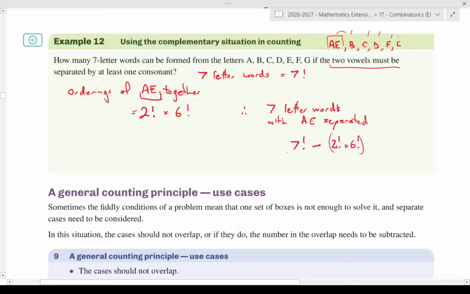So that is what you're going to do. 7 factorial minus 2 factorial times 6 factorial would give you a grand total of 3,600 different 7-letter words that can be done where there is at least one consonant between. And so we didn't have to worry about all the different combinations of having a consonant between. We only did the one where they don't have a consonant between and just subtracted that. Makes it a lot easier when you're dealing with those numbers.